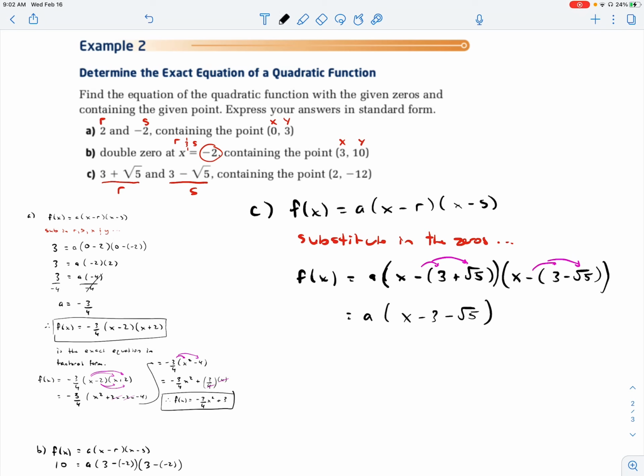All right, and the same for the next one. We'll have x minus 3 plus root 5. The shortcut for this is whenever you have a negative bracket, just change the sign on all the terms on the inside. Okay, and then drop the bracket.